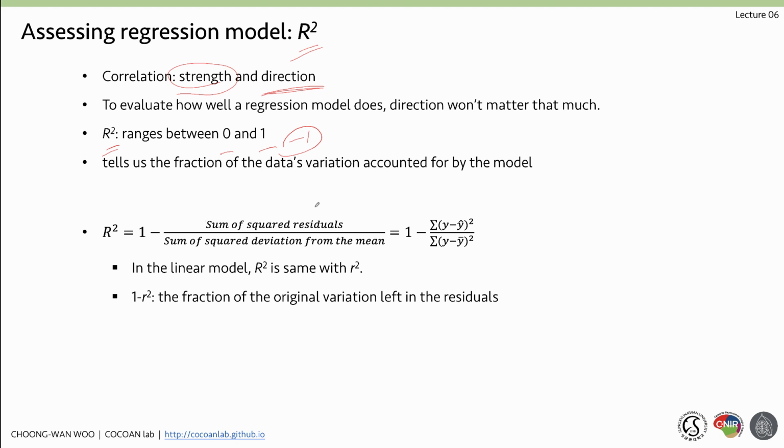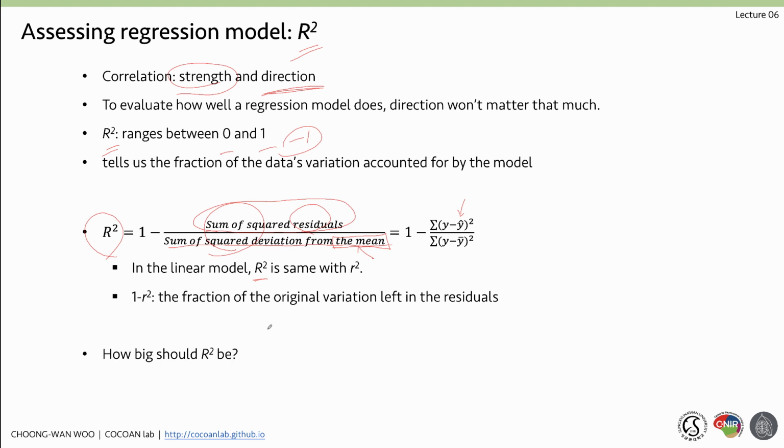So the denominator should be the total variance, that is the sum of square deviation from the mean. Because the mean is the simplest model that we can get, using the simplest model, this is the total variance of the data. And using the regression model, we can calculate the residuals, and this is the remaining variance. So original variation left in the residuals, right? By subtracting this from 1, we can get the explained variance. So in the linear model, larger R-Square is same with R-Square.